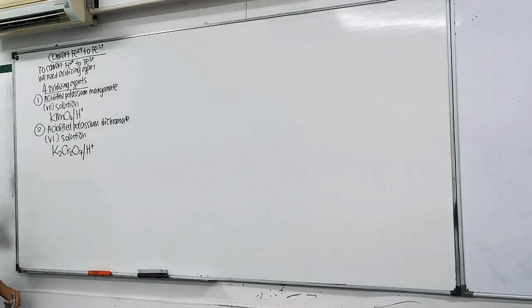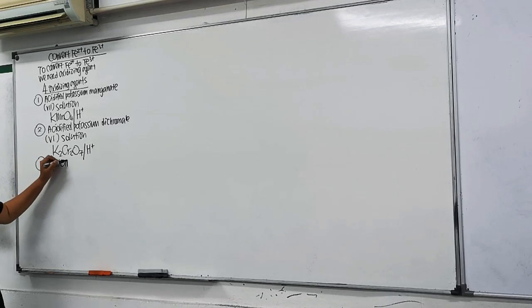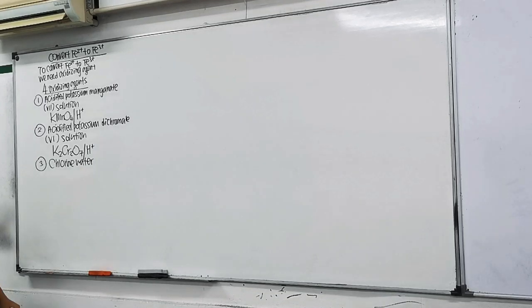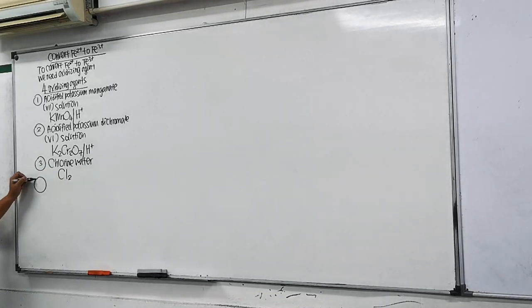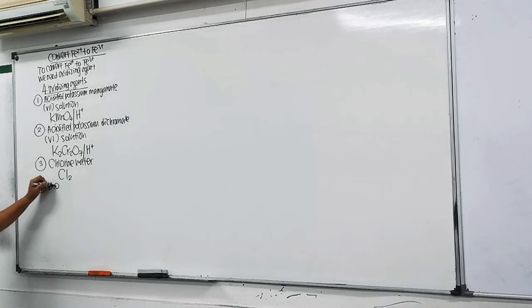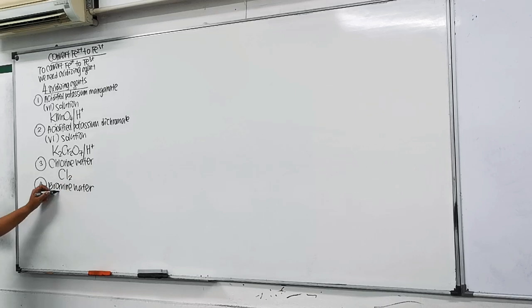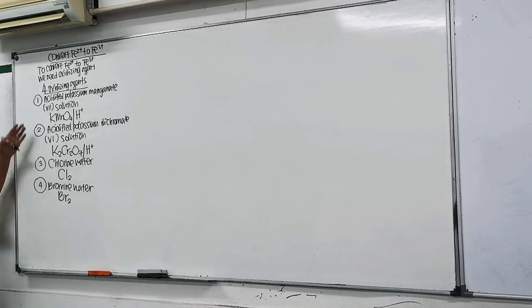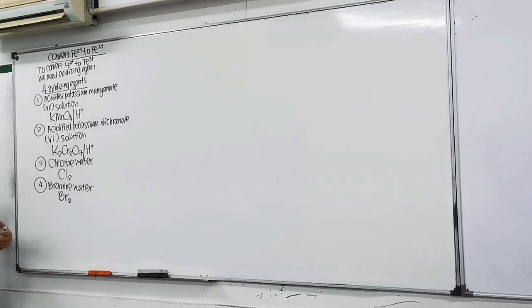That's all. The third one is called chlorine water. Chlorine water is another oxidizing agent. The formula for chlorine water is Cl2. This is easy. The last one is called bromine water. The formula for bromine water is Br2. So when you see any one of these 4, you have to know they are oxidizing agents. They will oxidize other species.